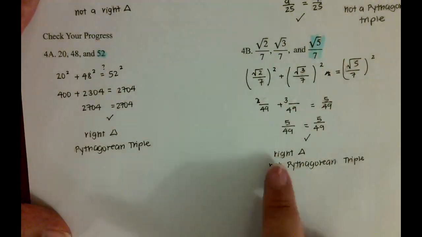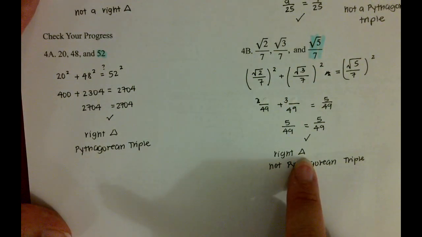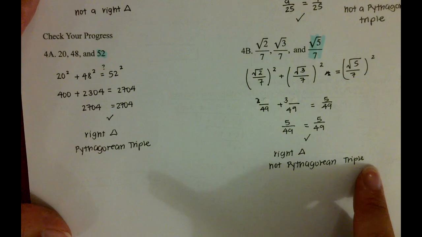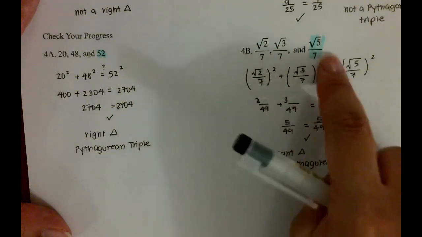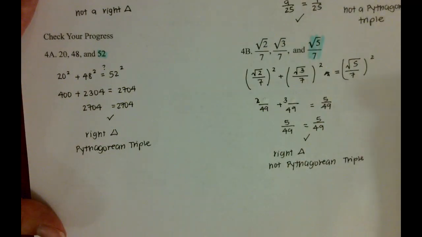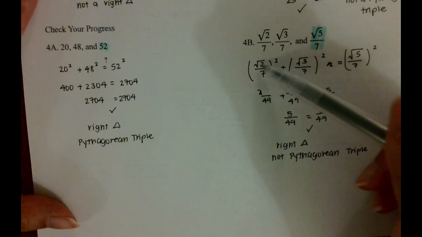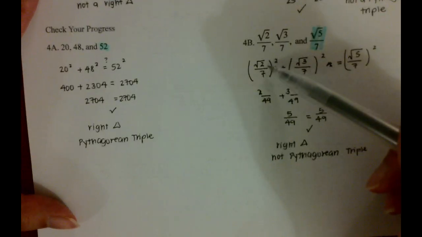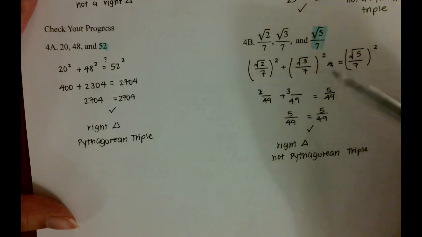For 4B, you should have gotten that it is a right triangle also. However, they do not form a Pythagorean triple because these are not whole numbers. Okay? And so, again, the square root of 2 squared, the square cancels. That's why it's 2 over 49, 3 over 49, and 5 over 49.